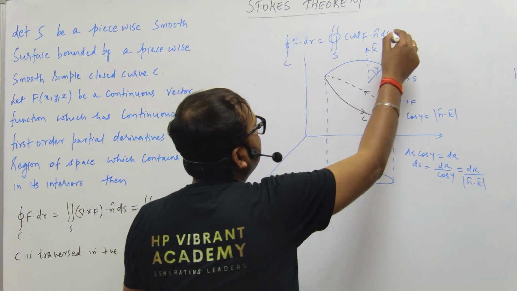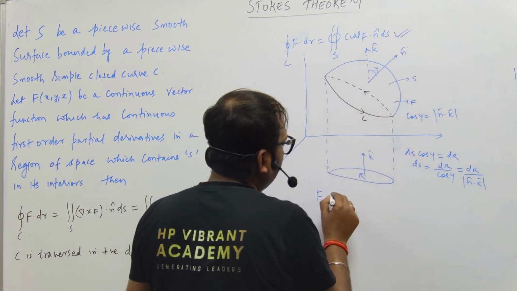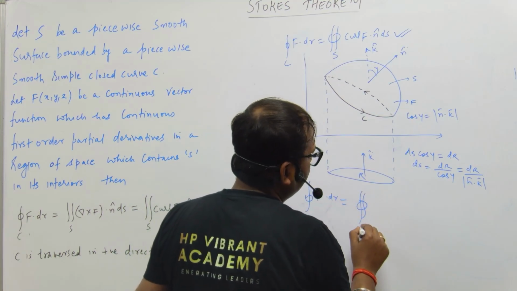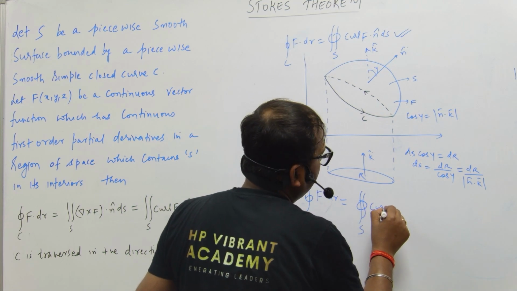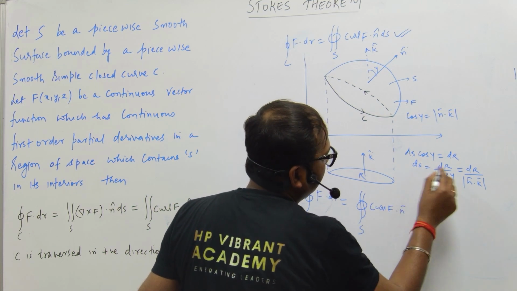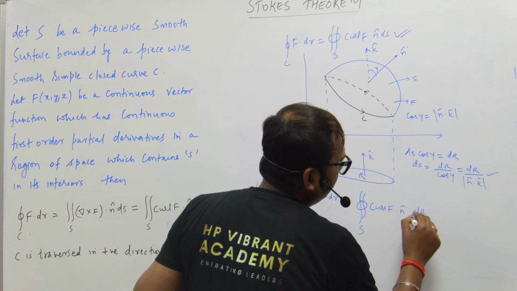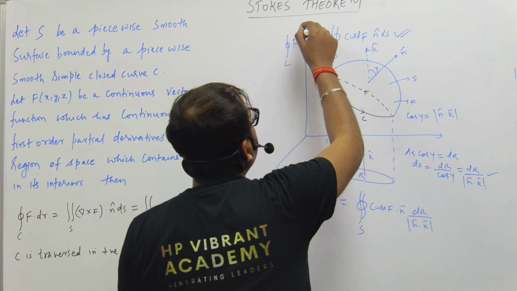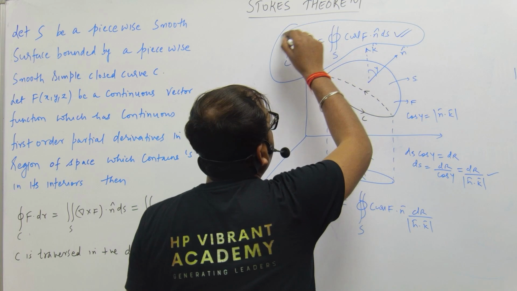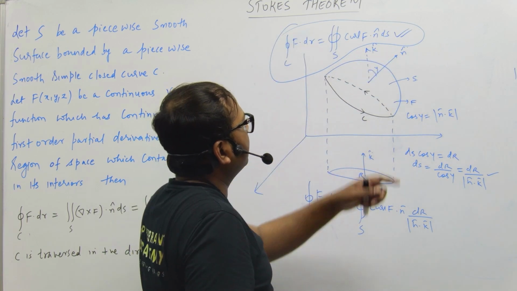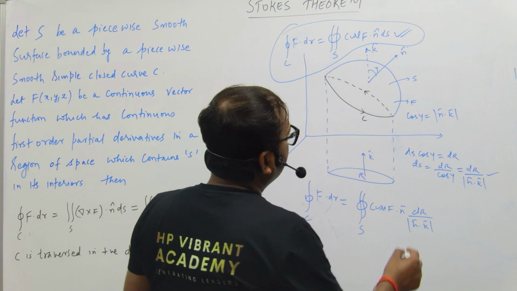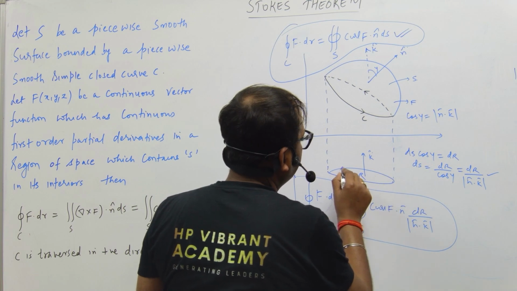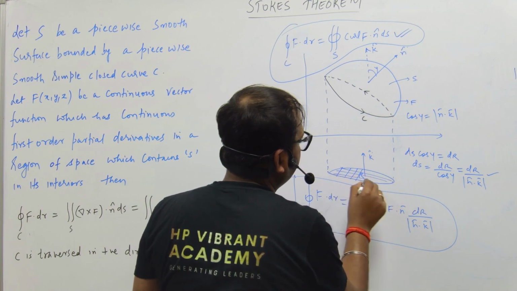Let us further simplify this. We have the integral of F dot dr along the curve C equal to the surface integral along the surface S of curl of F dot n cap dS, where dS is dR upon n cap dot k cap. This is the basic structure of the Stokes theorem. Here n cap is the unit vector along the outward normal. dS we can find using R, which is the projection of the curved surface.